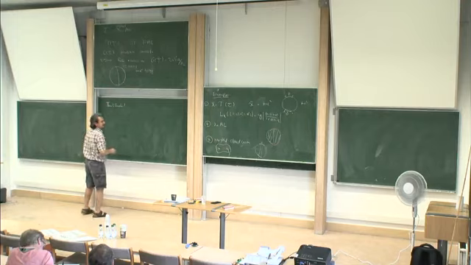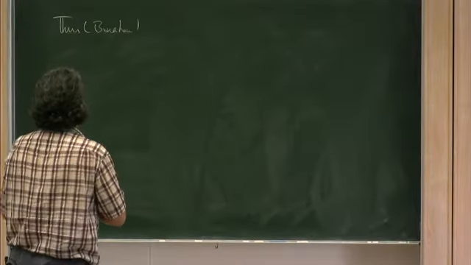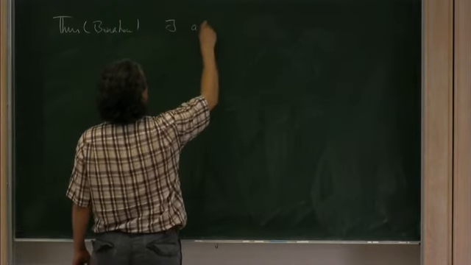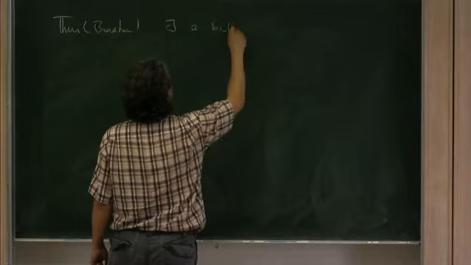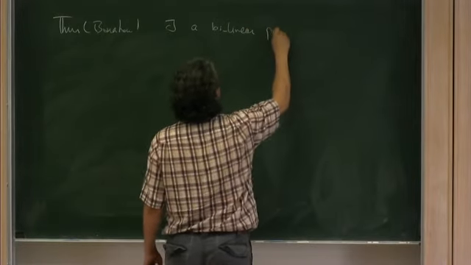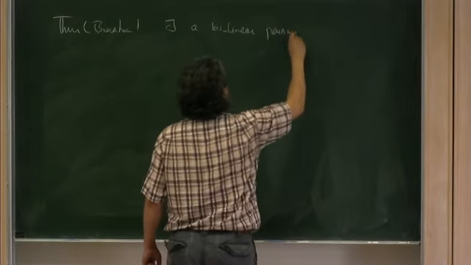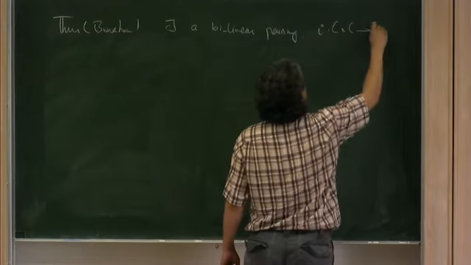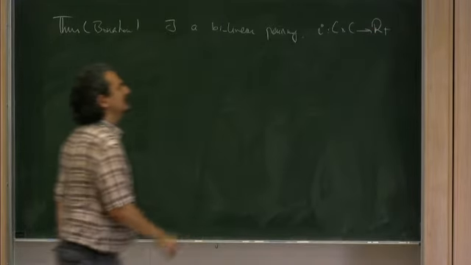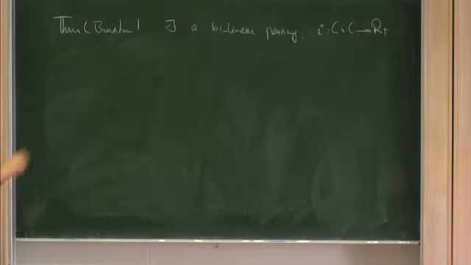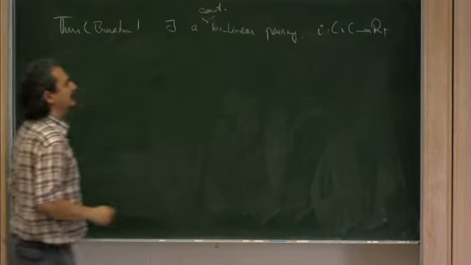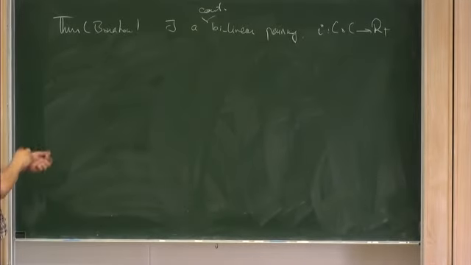So this is done by Bonahan. So let me summarize a bunch of these results at the same time. So the theorem is that there exists a bilinear pairing, which I call intersection number, from C cross C to R plus. Maybe I should say continuous. So that's very important. Which has a bunch of properties.